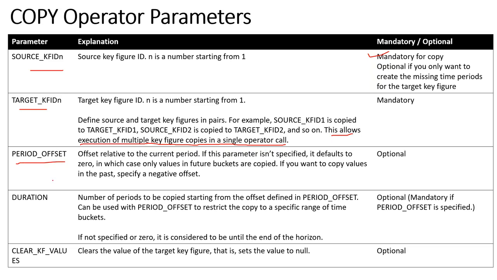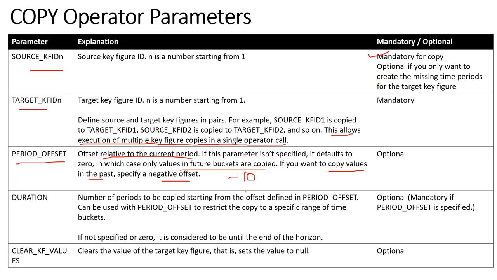Next is period_offset. So what does this mean? It offsets the copying operation relative to the current period. If this parameter isn't specified, it defaults to 0, in which case only values in the future buckets are copied. If you want to copy values in the past, specify a negative offset. So if you say -10, the past 10 periods would also be copied from source to target.